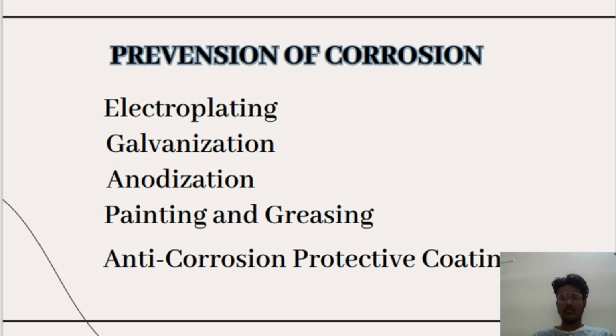Prevention of corrosion. To prevent corrosion, we have so many steps and processes, but I am selecting only five major prevention points. One is electroplating. Second one is galvanization and anodization. Then third and fourth are painting and greasing, and anti-corrosion protective coatings. These are the prevention of corrosion. Then how to prevent corrosion? We can refer to these five points.